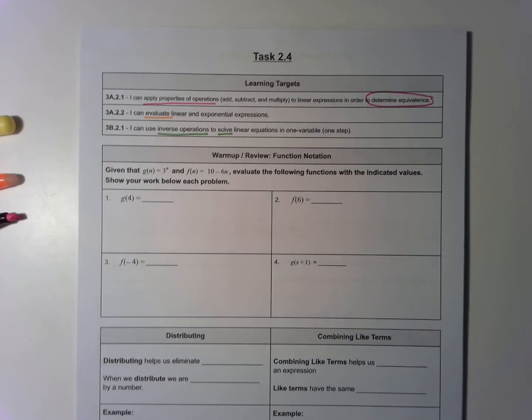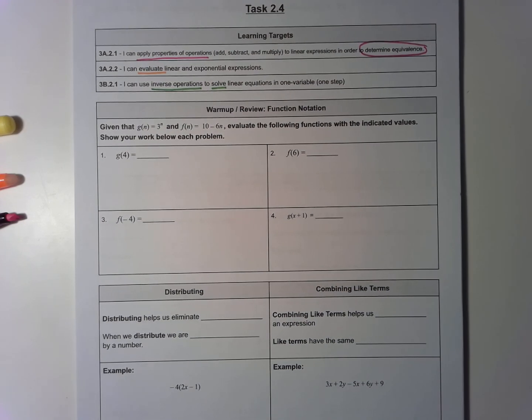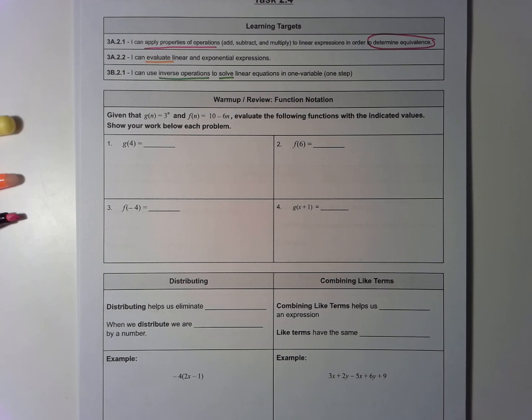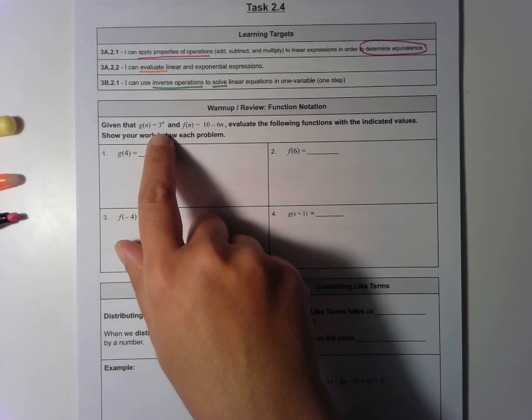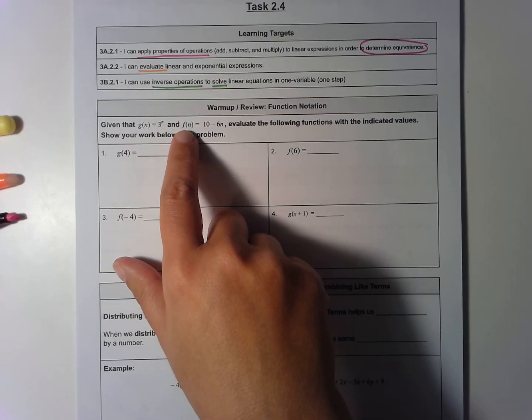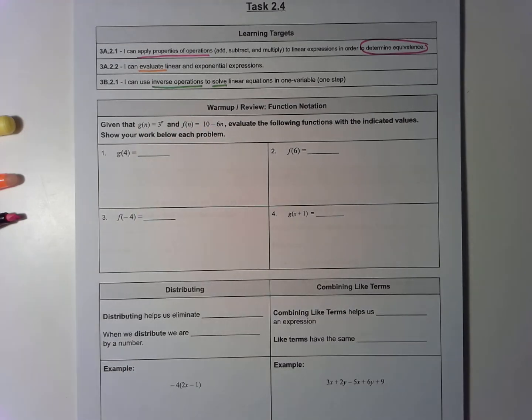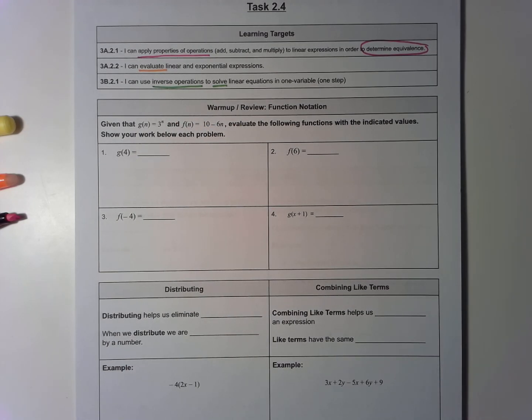As a warm-up or review, we're going to start by reviewing function notation. So we learned this in Module 1, and it's going to be coming back today as an important idea that we need to know in order to be successful with today's learning targets. So let's say I was given that g of n is equal to 3 to the nth power, and f of n is equal to 10 minus 6n, and I was asked to evaluate the following functions with the indicated values. Show your work for each problem.